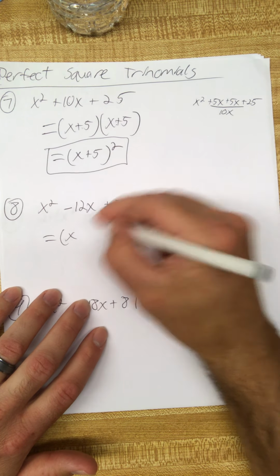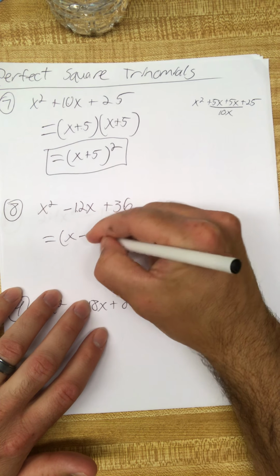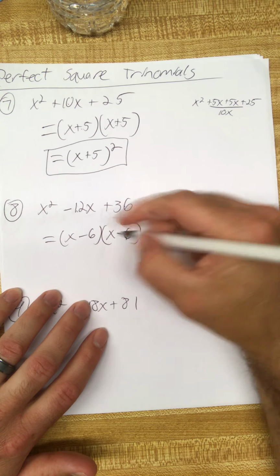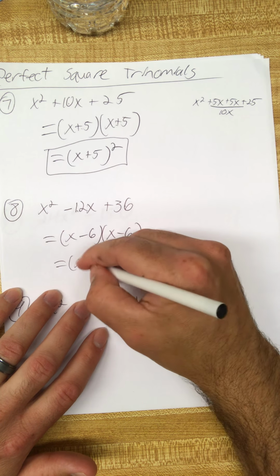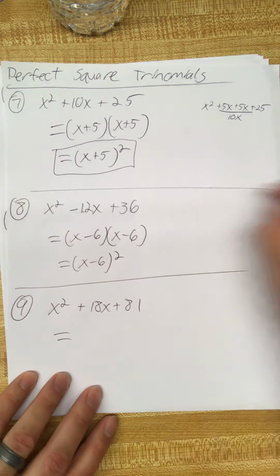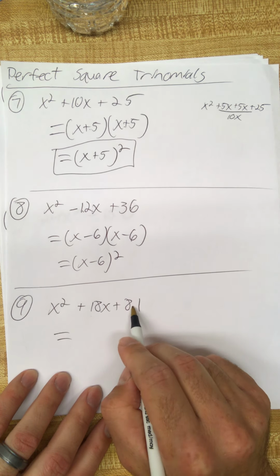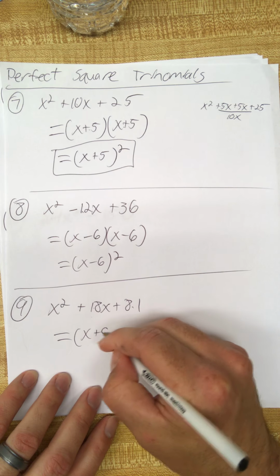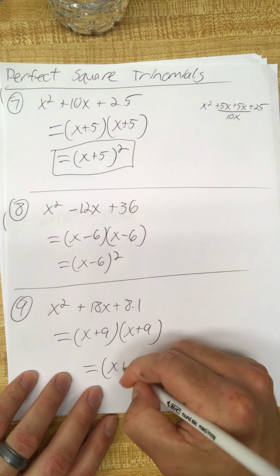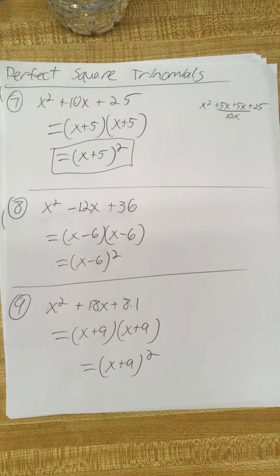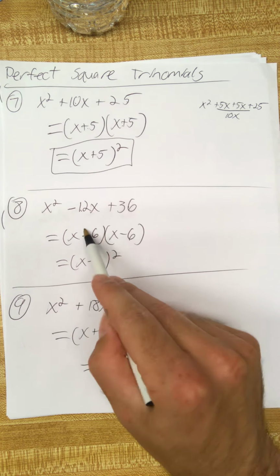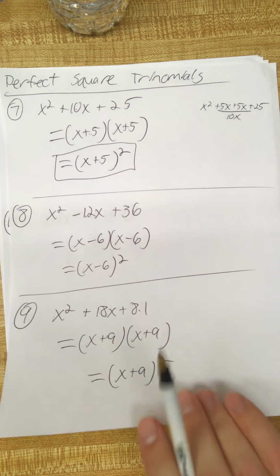Same thing here. Factors of 36 add up to 12, except that it's going to be subtraction here because we need a negative 12x. So x minus 6 times x minus 6, or x minus 6 squared. Then this last one, factors of 81 that add up to 18, 9 and 9. So x plus 9 times x plus 9, or x plus 9 squared. So same kind of stuff that we've been doing, just have a special name, and we're going to write our answer like this when we have two identical binomials.